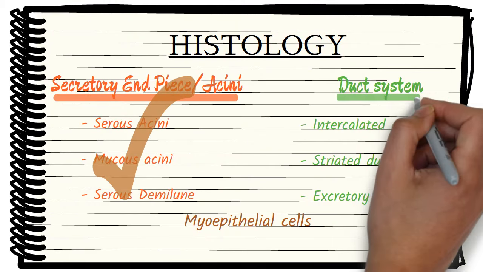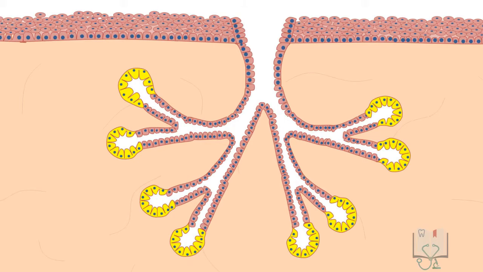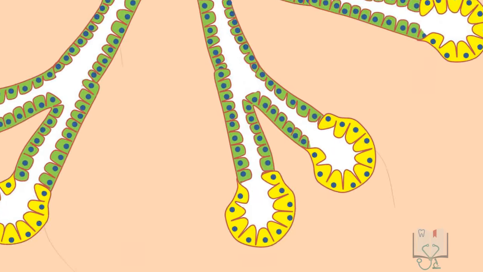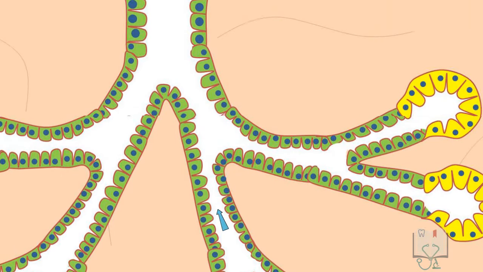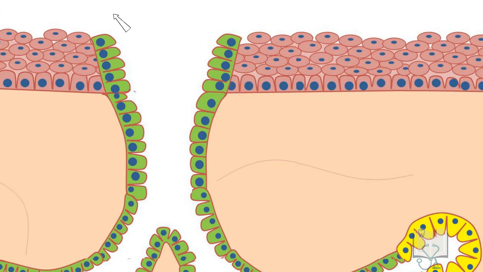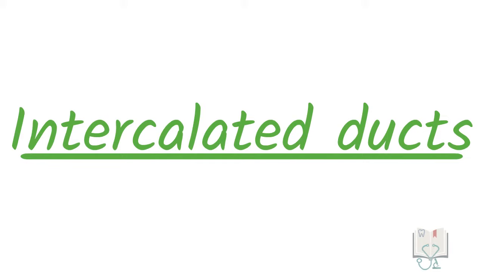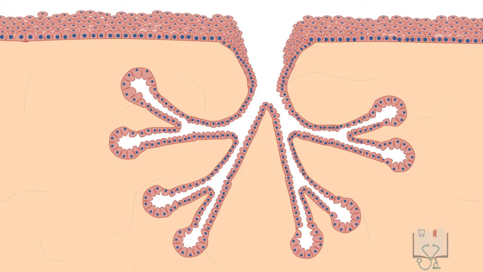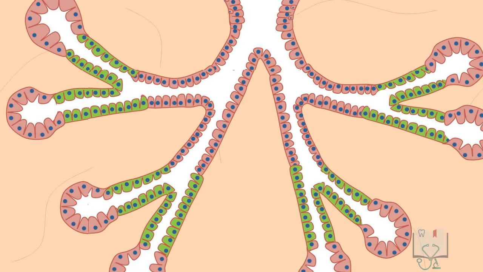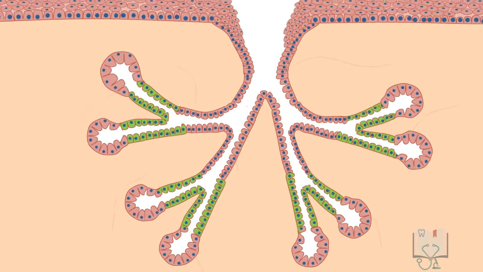Now about the duct system. The ductal system of salivary glands is a varied network of hollow tubules which connects the lumen of secretory end pieces to the oral cavity. Let's begin with the intercalated ducts. Intercalated ducts are present just adjacent to the secretory end pieces and are first to receive the saliva.